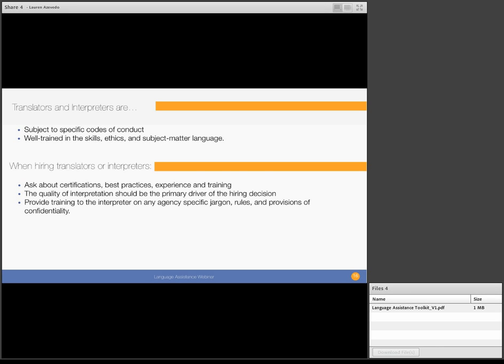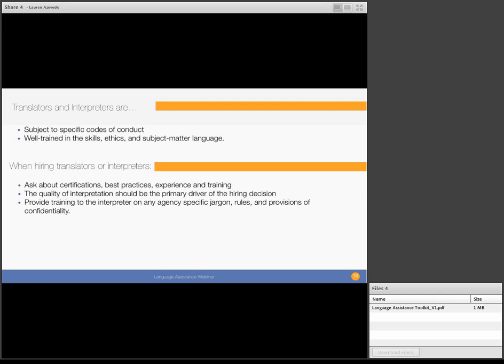And being bilingual is not enough to be a skilled translator or interpreter. If a staff member is going to be playing that role, they should receive special training so that they understand the specific roles, skills, and codes of ethics. So what's a successful interpretation? A successful interpretation is one that faithfully and accurately conveys the meaning of the oral language of the person speaking and that reflects the style, the tone, and the cultural context of the message without adding meaning or information and without omitting meaning or information.